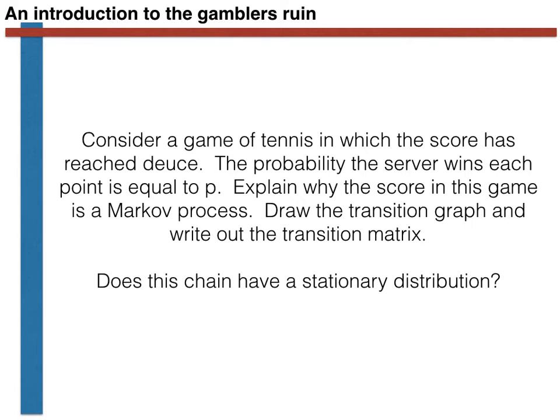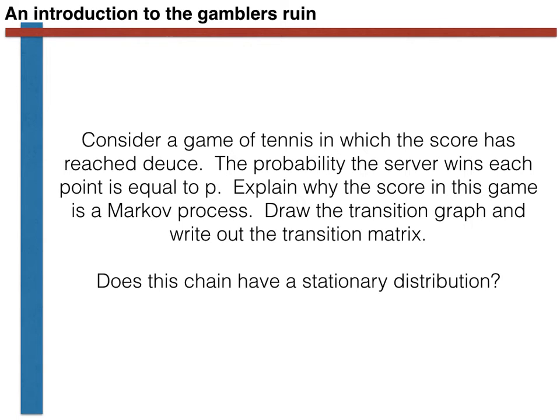If the server wins 1 point, the score moves to advantage server. If he then loses the next point after he has gained this advantage, the score moves back to deuce. The same holds true for the returner. He must win 2 consecutive points in order to win the game. If he wins 1 point from deuce, the score moves to advantage returner. If he loses the next point, however, the score moves back to deuce. Furthermore, the returner has a probability of 1 minus p of winning any point because the server has a probability of p of winning the point.